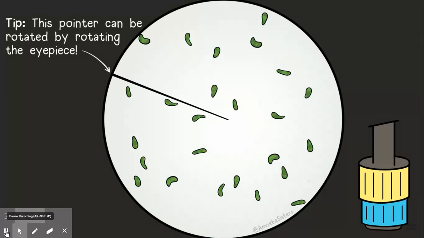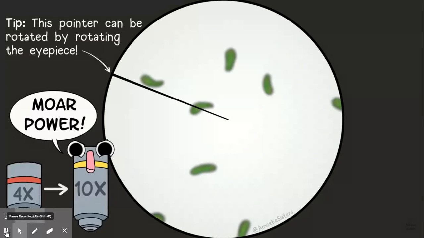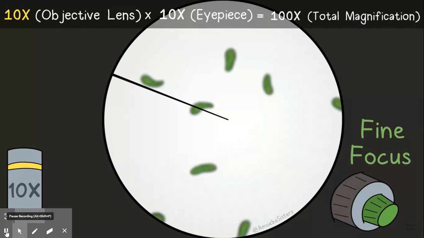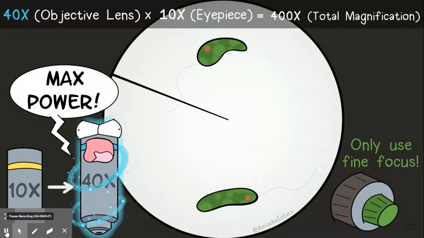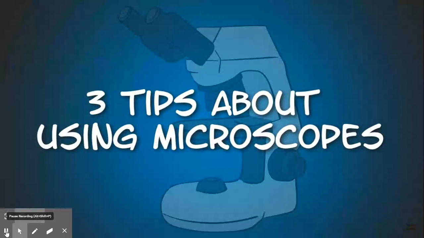Now that I've focused with the scanning objective lens, I'm now going to move up to the next magnification level. So remember, total magnification would be 100 times. Since I'd already focused it with the scanning objective lens, it's likely I only need to use the fine focus knob to adjust the focus. I could continue to move up to the high power objective lens, which would give me a total magnification of 400 times.